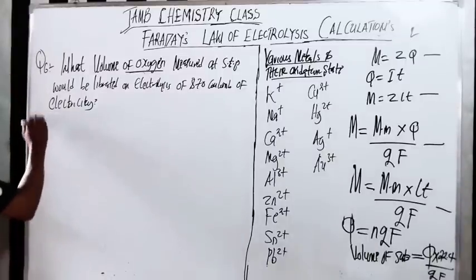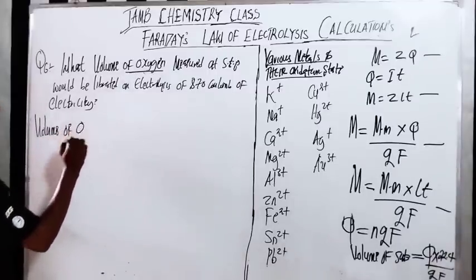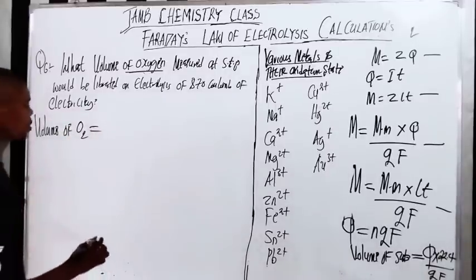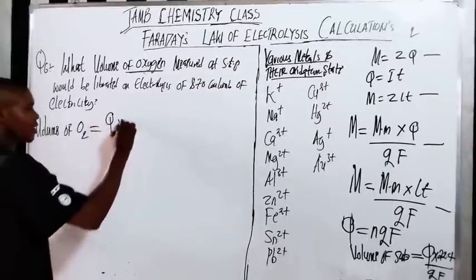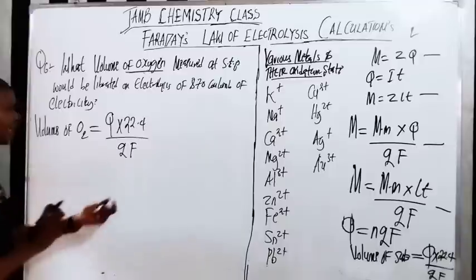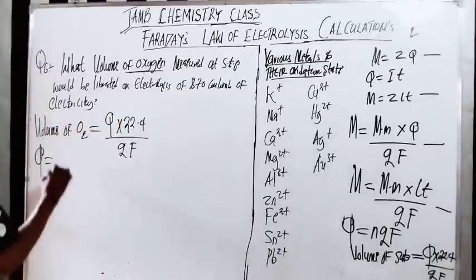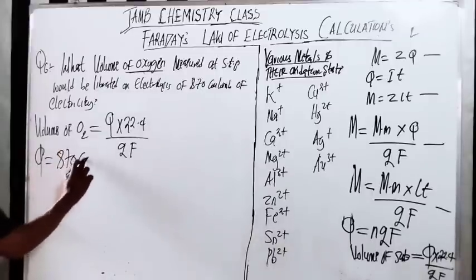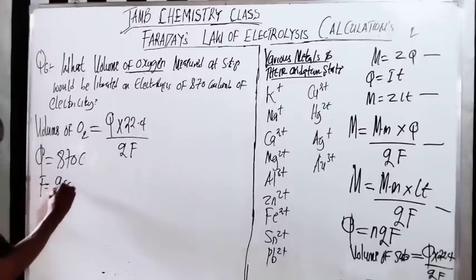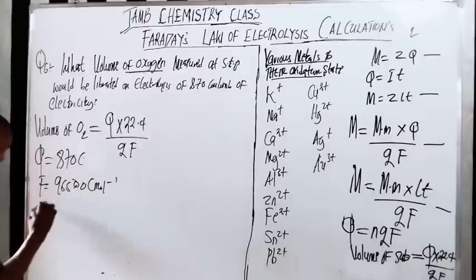So we're going to use the volume of oxygen here. We want the oxygen gas, O2. It's going to be Q times 2.4 over Q times F. My Q is already given to me to be 870 coulombs. Now my F is going to be 96,500 coulombs per mole.